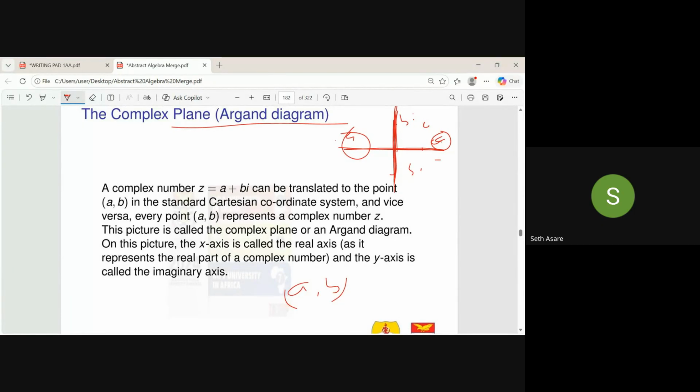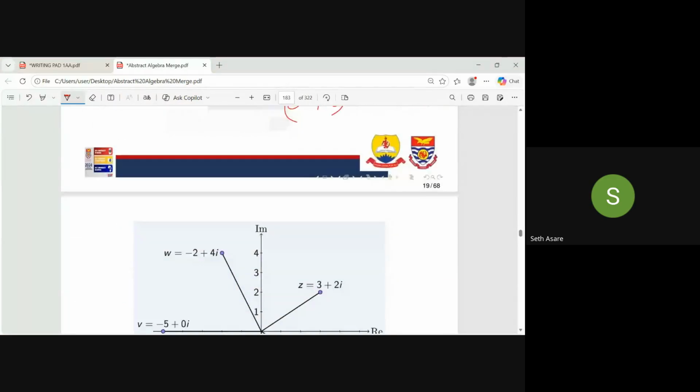So we said that a complex number can be translated to the point (A, B) in the standard Cartesian coordinate system, and vice versa. Every point here represents a complex number Z. This picture of the graph is called the complex plane or the Argand diagram. On the graph, the x-axis is the real axis, representing the real part, and the y-axis is the imaginary axis, which represents the imaginary part.